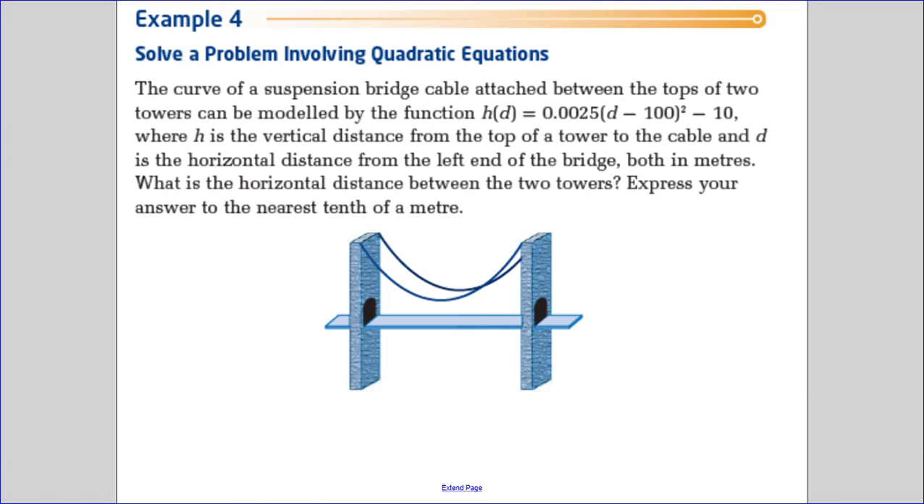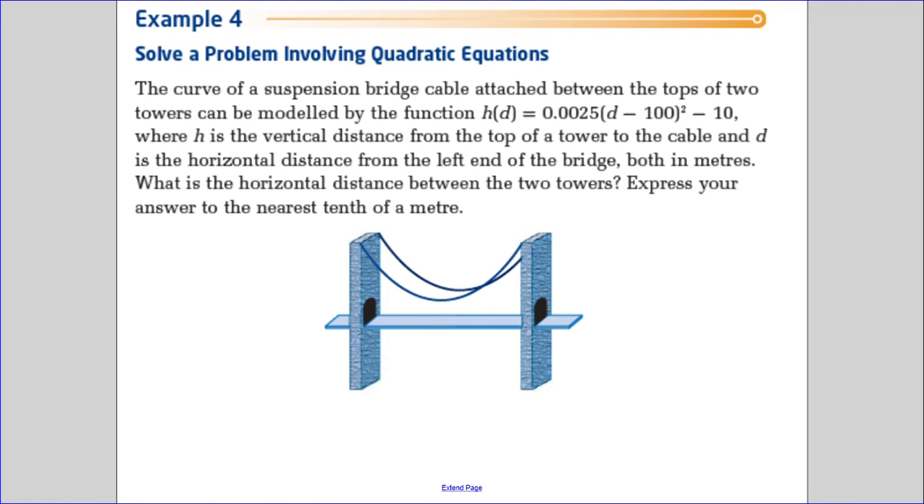All right, so let's take a look at the next one. The curve of a suspension bridge cable attached between the tops of two towers can be modeled by the function h of d is equal to 0.0025 brackets d minus 100 squared minus 10, where h is the vertical distance from the top of the tower to the cable, and d is the horizontal distance from the left end of the bridge, both in meters. And then it says, what's the horizontal distance between the two towers?